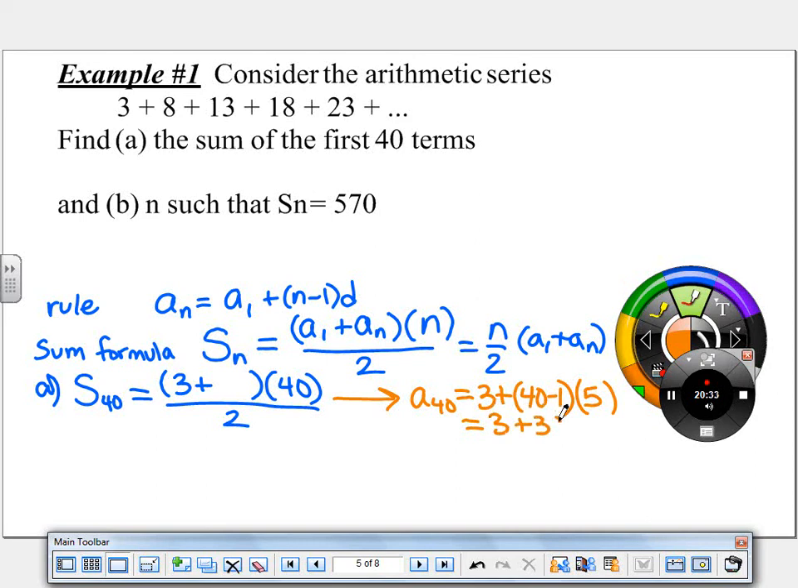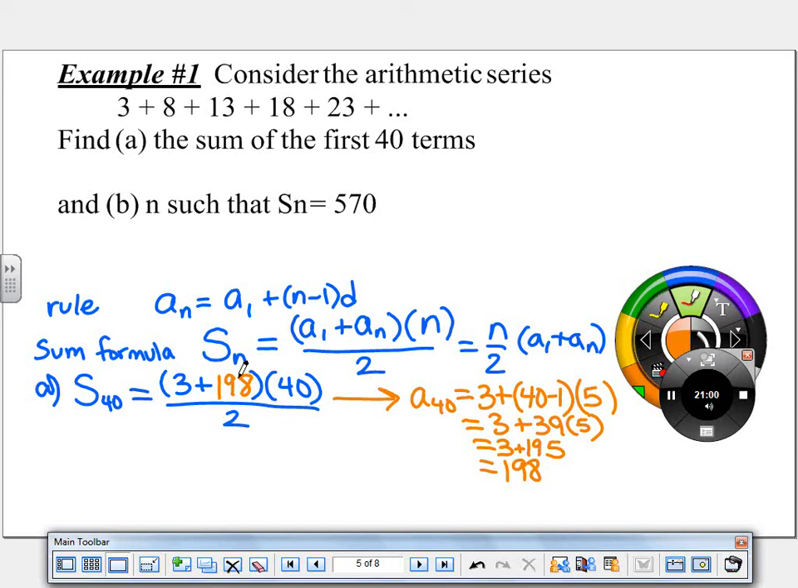Yeah, you guys get out those calculators. You can tell me what this is. Is it 198? Having a good arithmetic day today, right? All right, so 198 is going to come and fill in this spot right here for my sum formula. But notice I had to take a little side trip to figure that out, and that's okay.